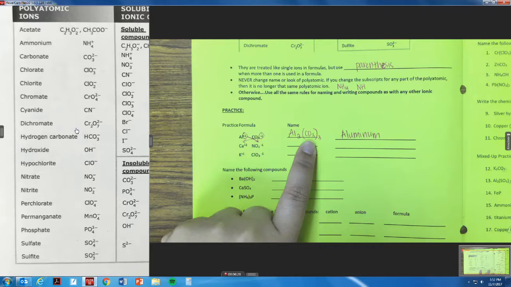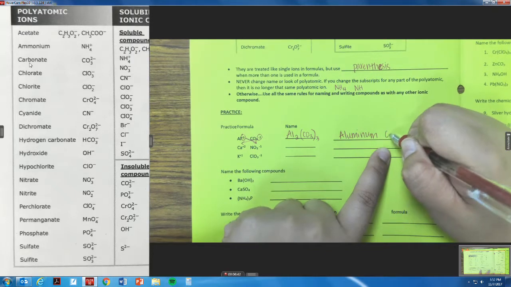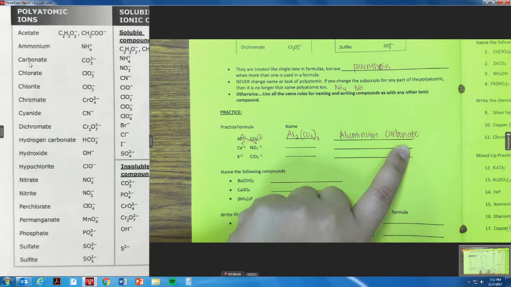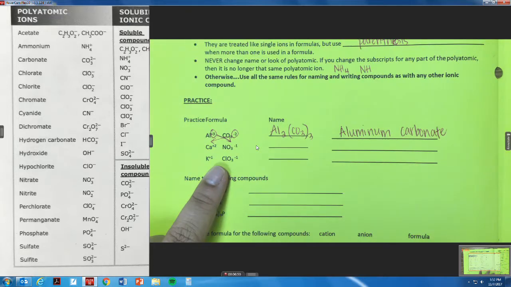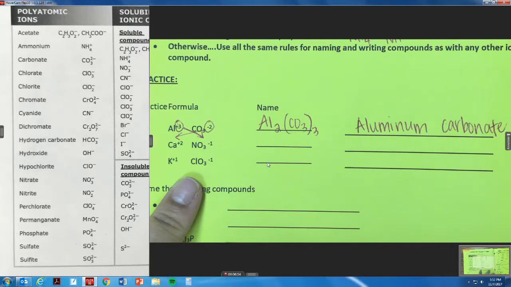Okay, so what is CO3 on the back of our periodic table? So CO3, it's in alphabetical order. So CO3 is right here, and it's carbonate. So aluminum carbonate. Okay, so the next one, same thing here. I can zoom in.